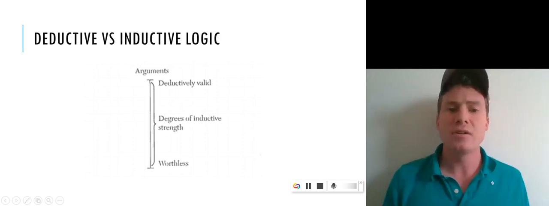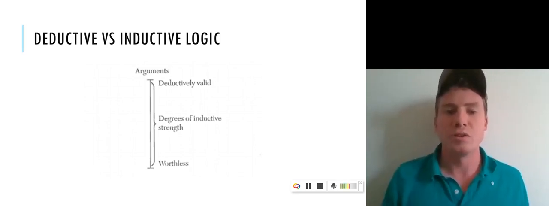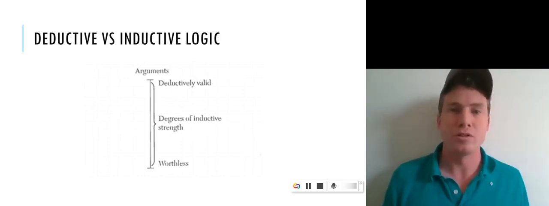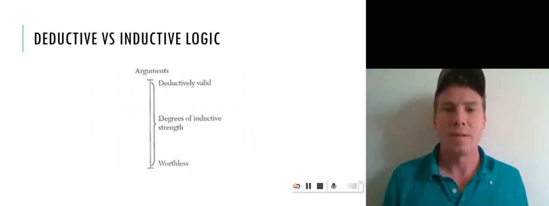And as you go down, you get different degrees of inductive strength. Right? Maybe this is where that 99% of Pittsburghers are Steelers fans argument would fall, and then here's where that 95% one would fall, and so on. And then when you get all the way down here, you just have worthless arguments, like maybe the Tokyo is a city in Japan, therefore Fido is a dog argument. Pretty worthless argument, neither inductively strong nor deductively valid.